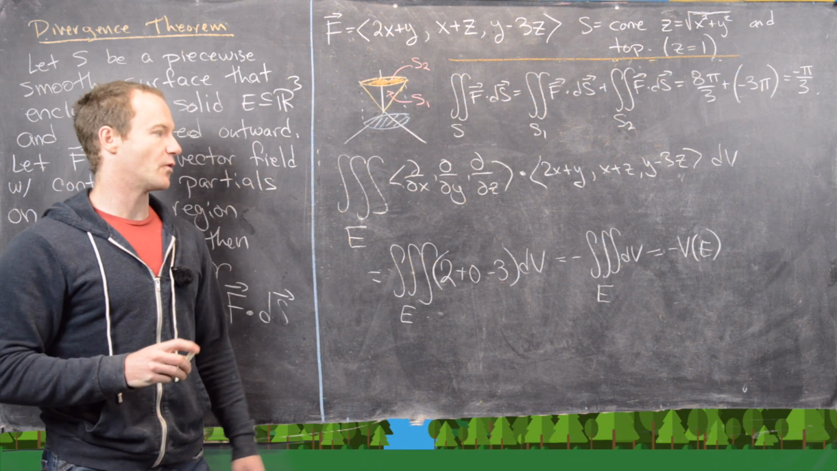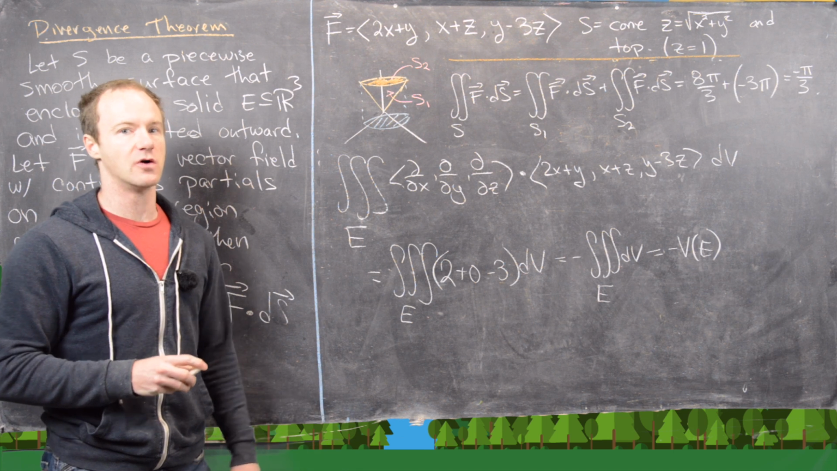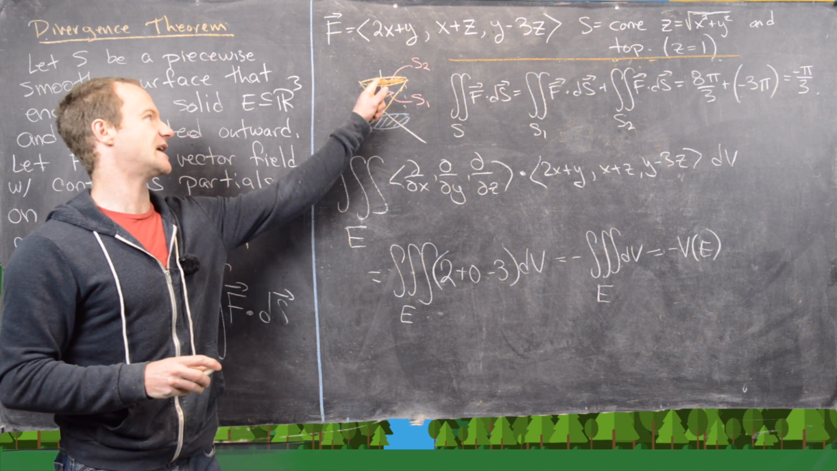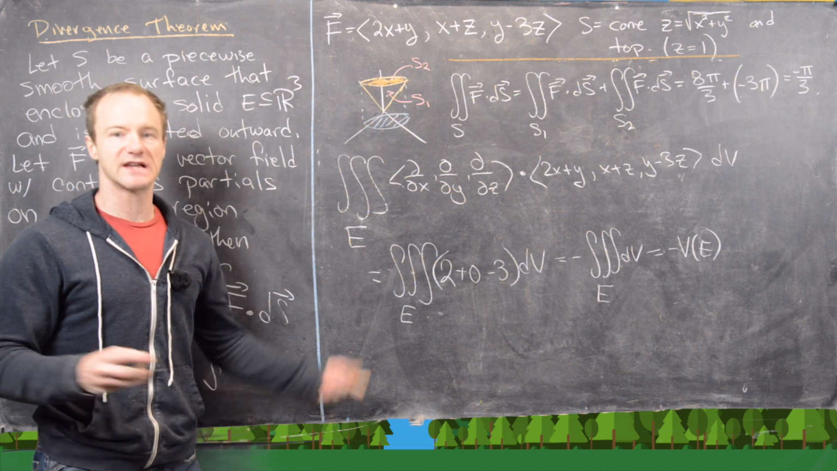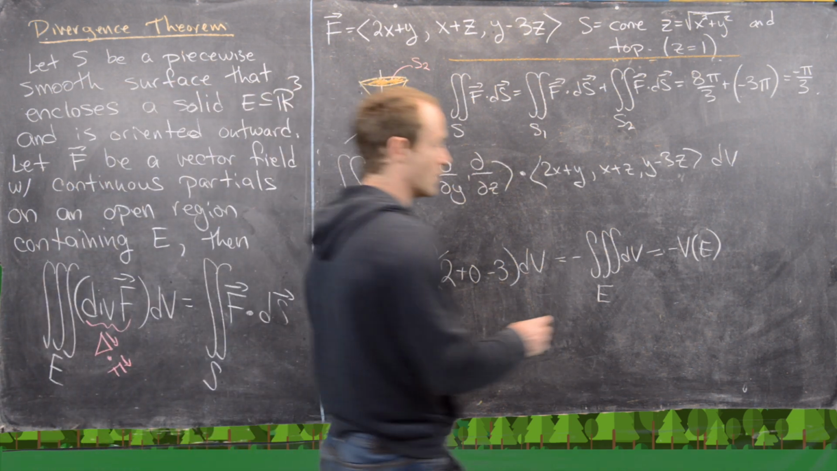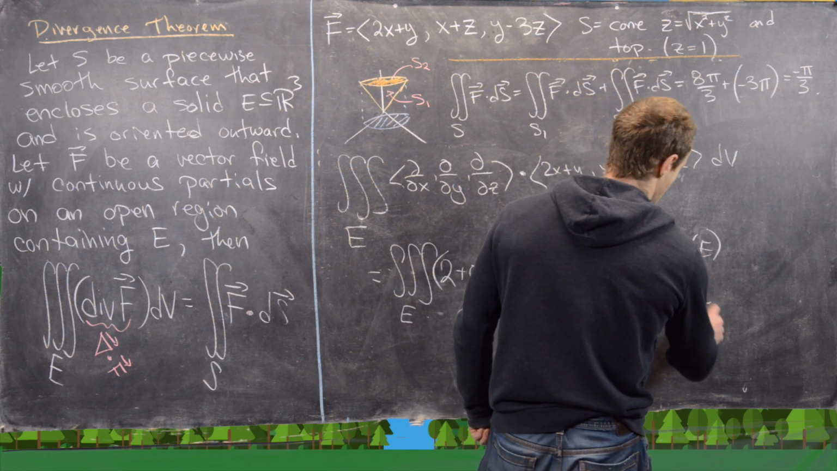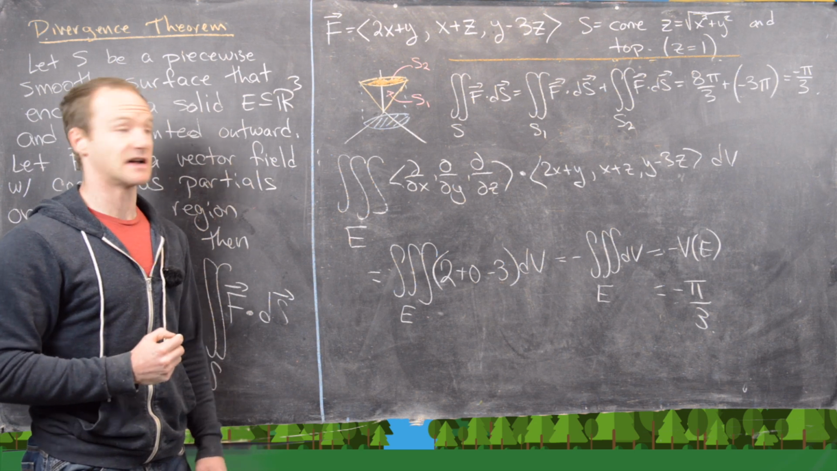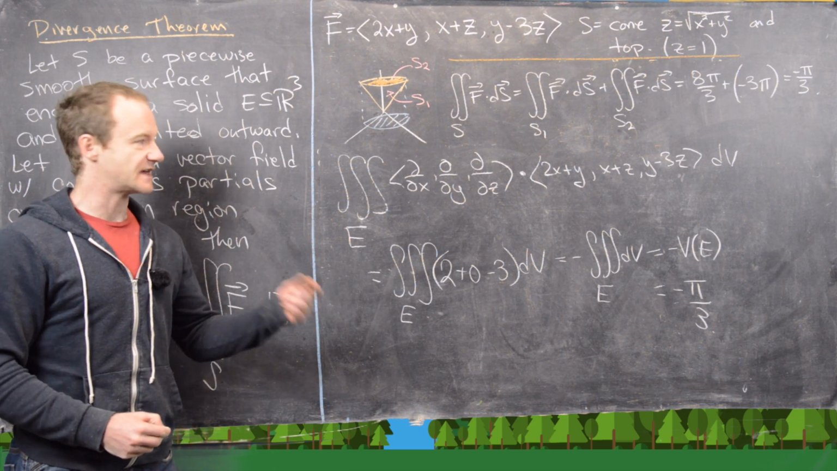But you can look up the formula for the volume of a cone, and you'll see that the volume of a cone with this setup, in other words, a height of 1 and a radius of 1, is going to be pi over 3. So here we get minus pi over 3, which is exactly what we had up there. So that verifies the divergence theorem in this case. That's a good place to stop.